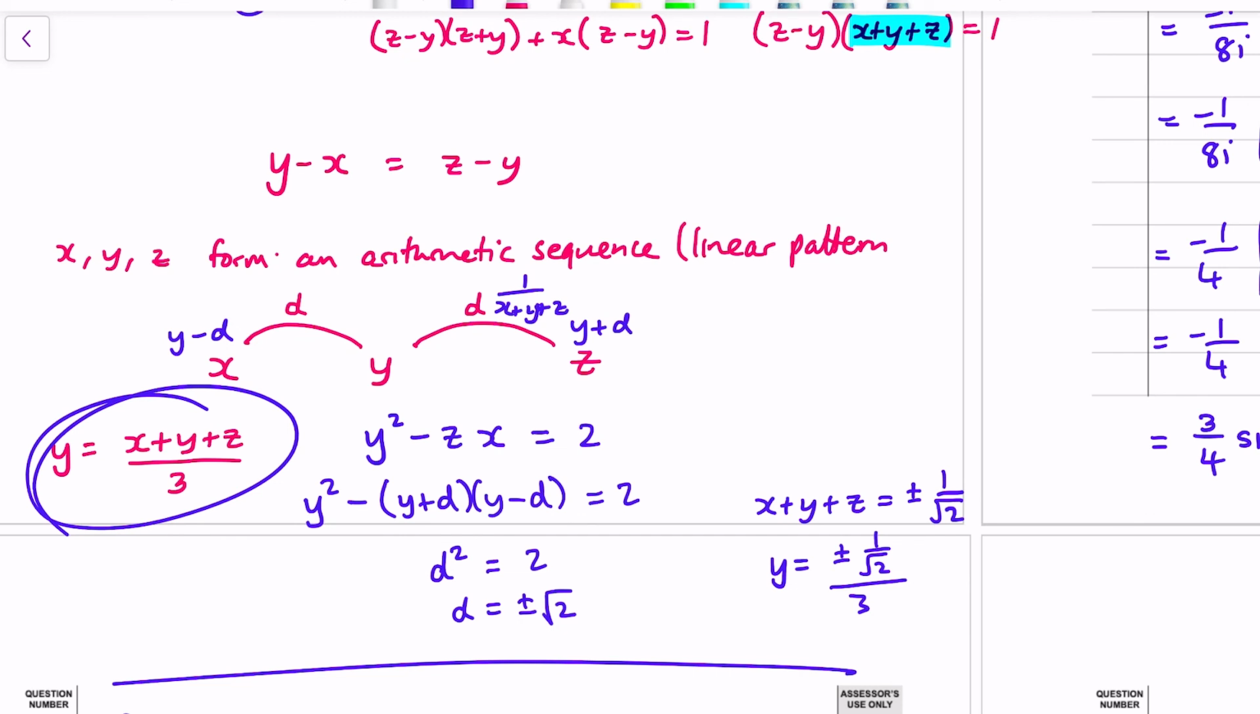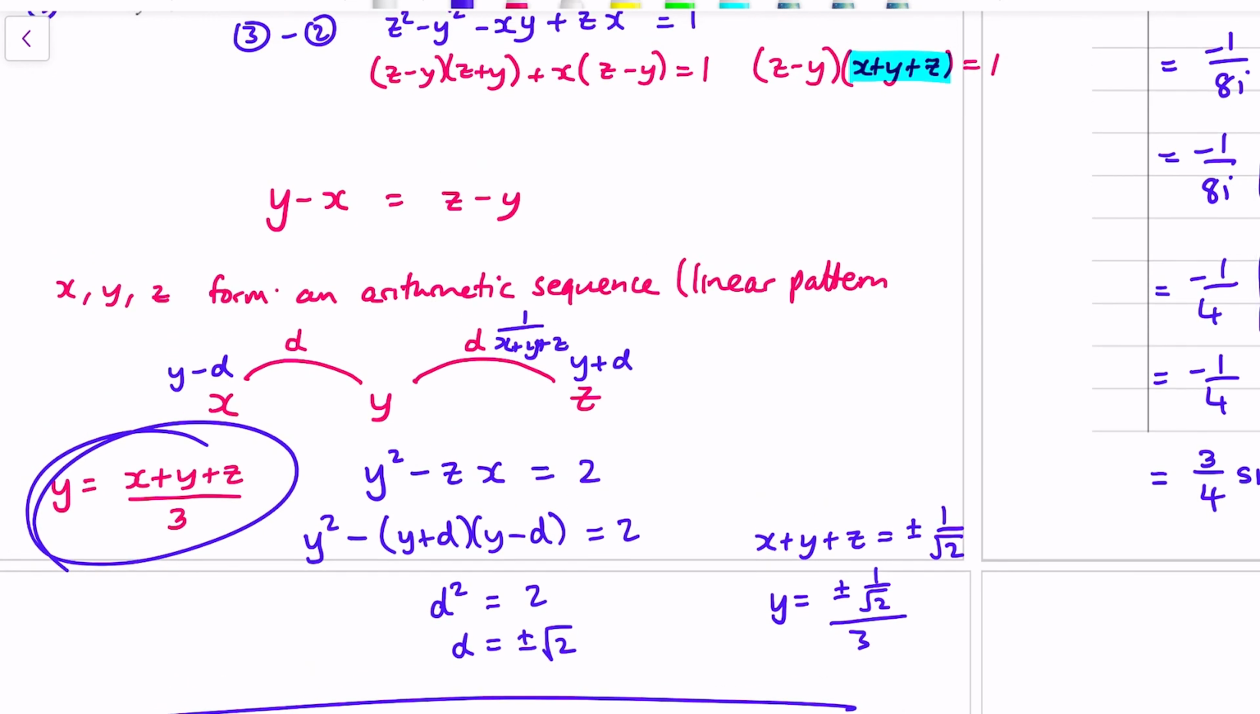Okay. Once you've got the y value, there's two of them, you can substitute those back in, knowing that y minus x is equal to d and z minus y is equal to d. You can find the z value by adding root 2 or subtracting root 2 from the y value, and we can find the x value by subtracting or adding d to the y value. So I'll leave that detail out, but you can find x and z quite simply.